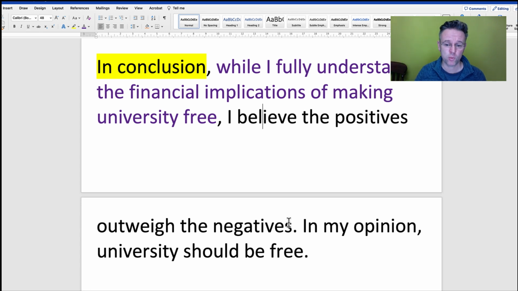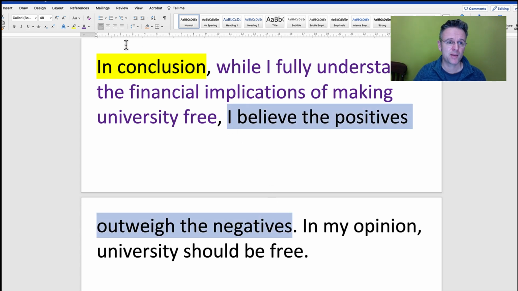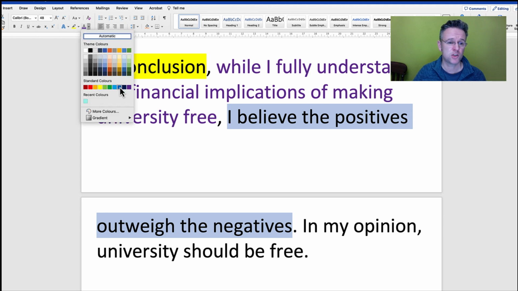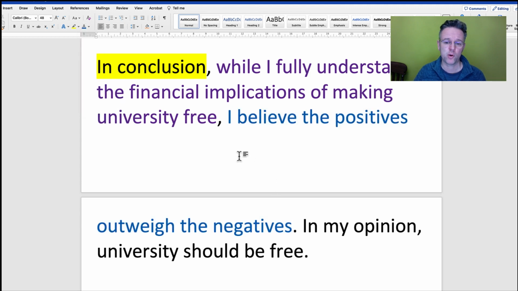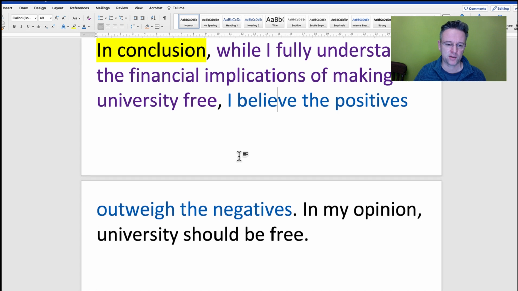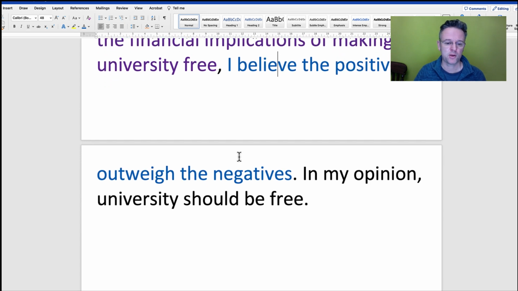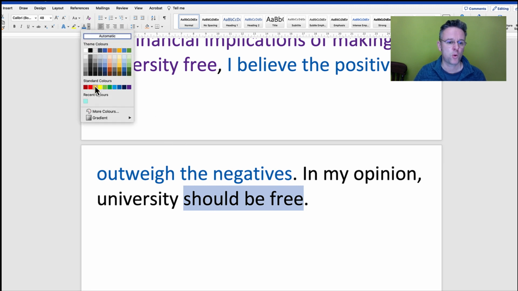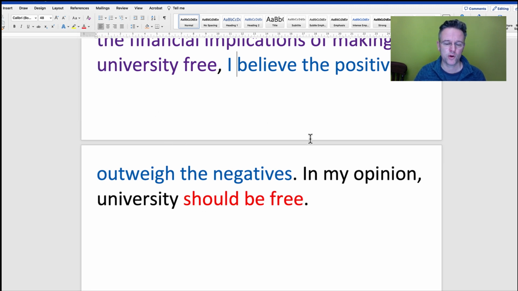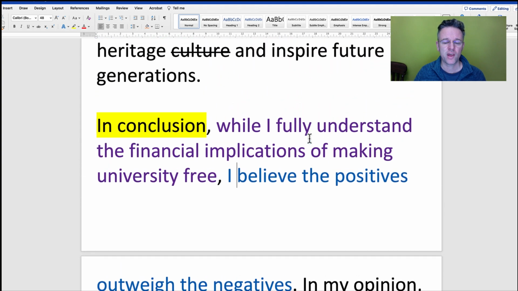And then this one, this is the main clause. This can be used again. I believe the positives outweigh the negatives. In my opinion, university should be free, and we finished it by linking it back to the question that was given in the notes. So there you have it.